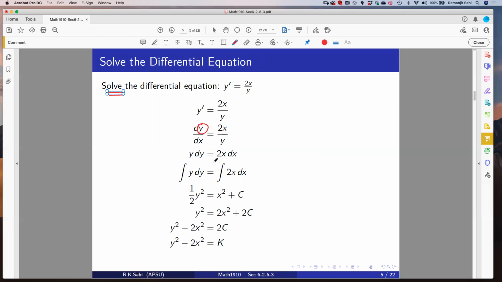So then we integrate both sides of this equation. We get half y squared equals x squared. Remember, when we're integrating, we will always add a constant in the end. Then, just doing simple algebra, y squared equals 2x squared plus 2c, or I can write this as y squared minus 2x squared equals 2c. Remember, c is a constant, and 2 times c is another constant. I'm just calling this constant k. So the final answer for this differential equation, y prime equals 2x over y, is y squared minus 2x squared equals k.